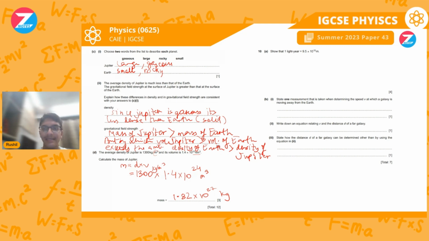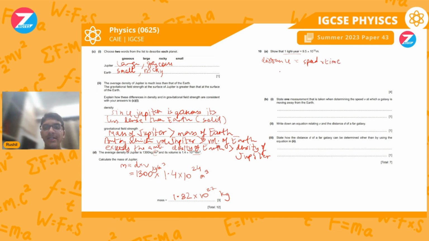Question 10a asks us to show that 1 light year is equal to 9.5 into 10 to the power 15 meter. So light year, while many people get confused, is a unit of distance, not time or anything. So it's basically the amount of distance light can travel in 1 year. So we know that distance is equal to speed into time.